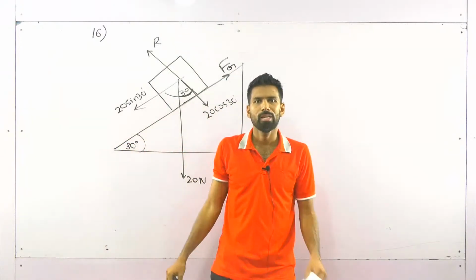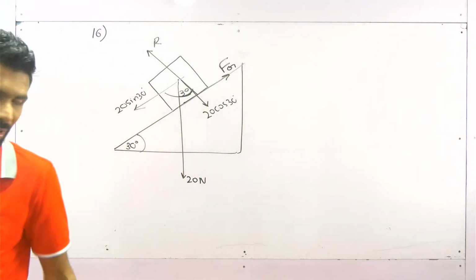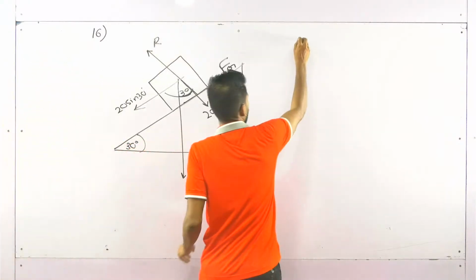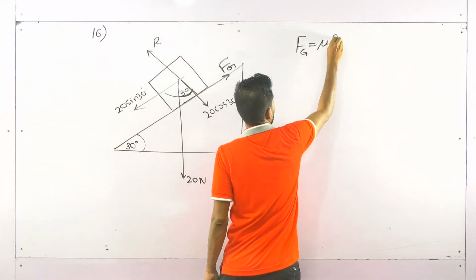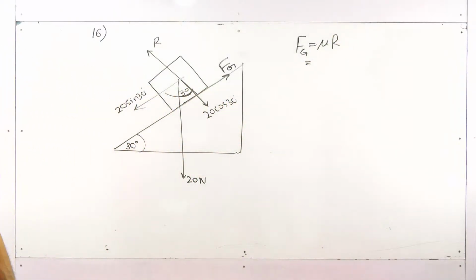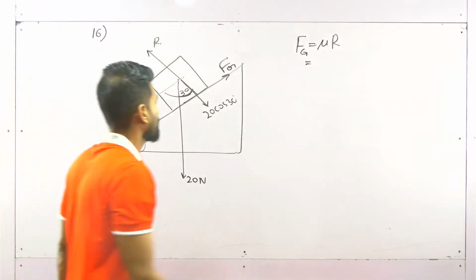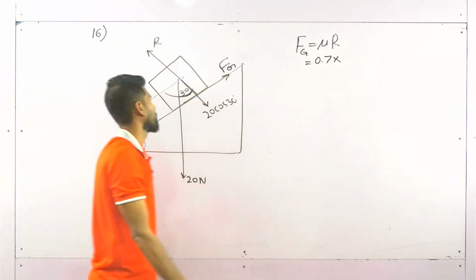Now, shall I tell you how you got this third answer? What happened is that you marked the friction correctly, and you wrote friction is equal to mu R. Then what you did was substitute the frictional coefficient 0.7 and you took the R value.